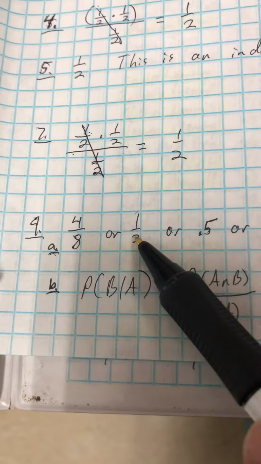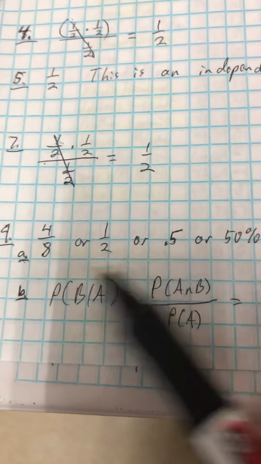So just odd, you have 4 out of 8 or 1/2 or 0.5 or 50%, however you want to do it. So there's 4 out of the 8 are odd. Very easy.